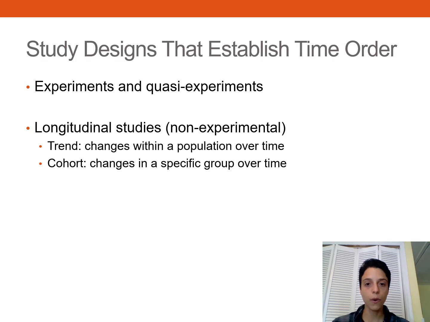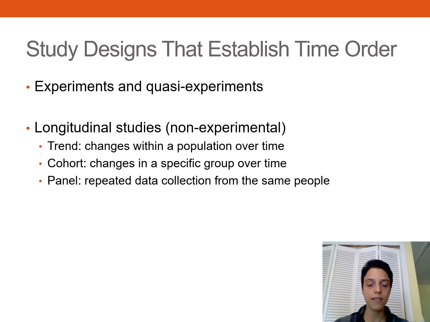There are also cohort studies where you're looking at some particular group over time. So you might be interested in baby boomers, for example. What did baby boomers think of marijuana legalization back in the 60s? What did they think of it in the 70s? What did they think of it in the 80s? And so on. So you're looking at, in general, changes in one group or cohort of people over time.